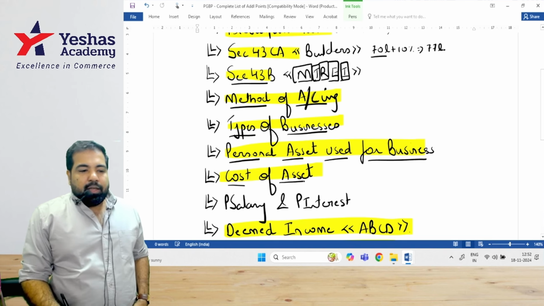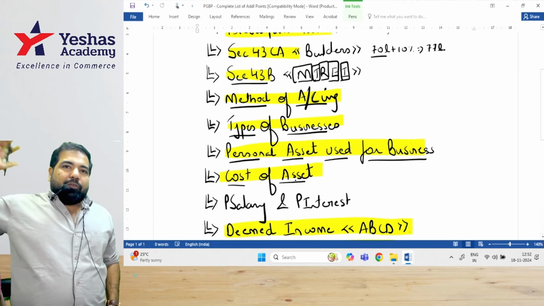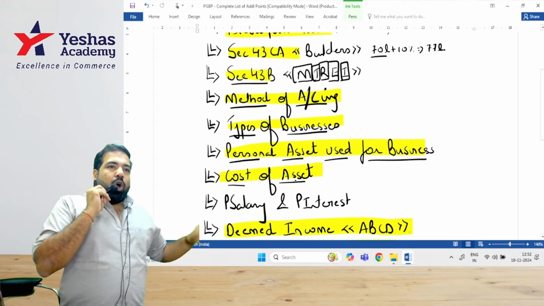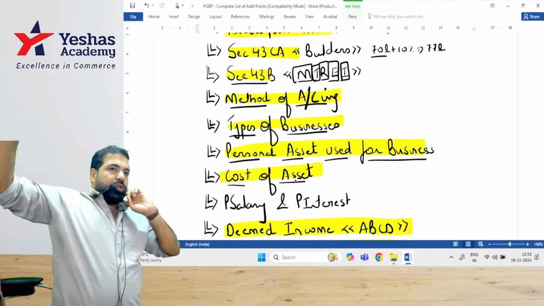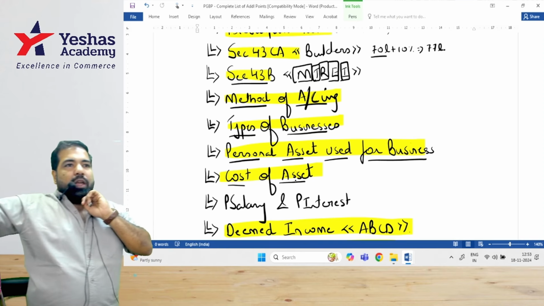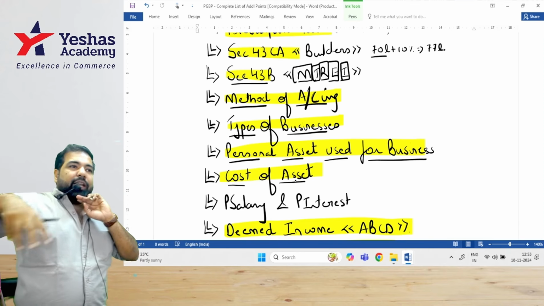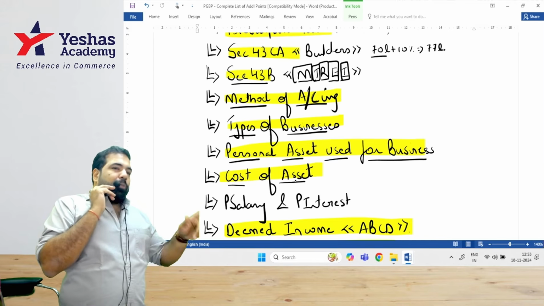Next, cost of the asset. Guys, I'm buying a big asset for my factory. What is the cost of the asset? All the cost till the asset is put to use. For example, can I take the original cost, import duty, transport charge, installation, training? All the cost till the asset is put to use.